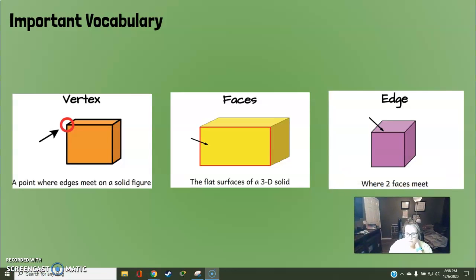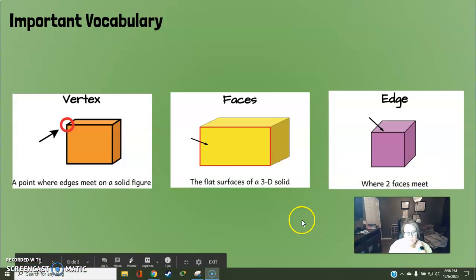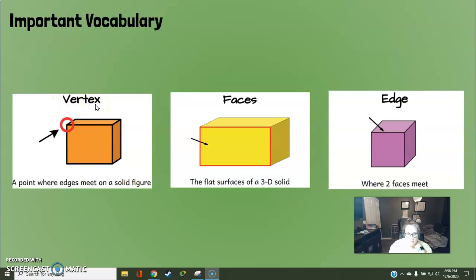Our vocabulary words that we're going to talk about today, we have 3. The first one is vertex, and sometimes you'll see this as vertices because that means there's more than one. A vertex is a point where 2 edges meet on a solid figure. The next one is face or faces, and this is the flat surface of a 3D shape, and it's made up of different 2D shapes. The last word we have is edge. An edge is where 2 faces meet. So when 2 faces meet, they create an edge.